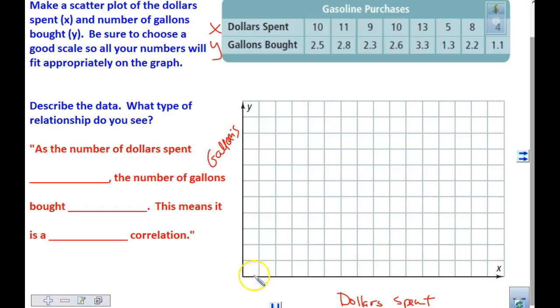So the dollars spent, to me, I'm looking at going from 4 up to 13. And I look at my numbers, it looks like I can easily go 0, 1, 2, 3, right, and go up to 13. Okay. For my gallons, I'm going from 1.1 up to 3.3. Because I have so many decimals, I don't want to go up by just ones. So I might decide my scale is going to be 0.5, then 1, then 1.5. Okay?